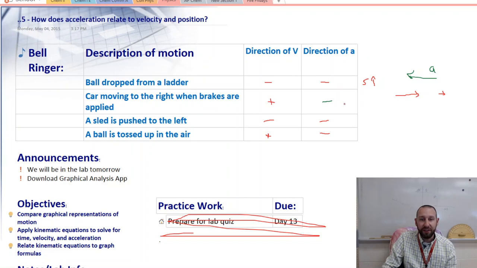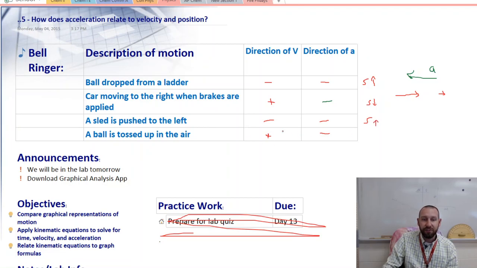This one, they're opposites, right? It's moving in a positive direction, but its acceleration is negative. So in this case, the speed is decreasing. The sled being pushed to the left, even though they're both negative, it's going to be speeding up again, speeding up and up and up.